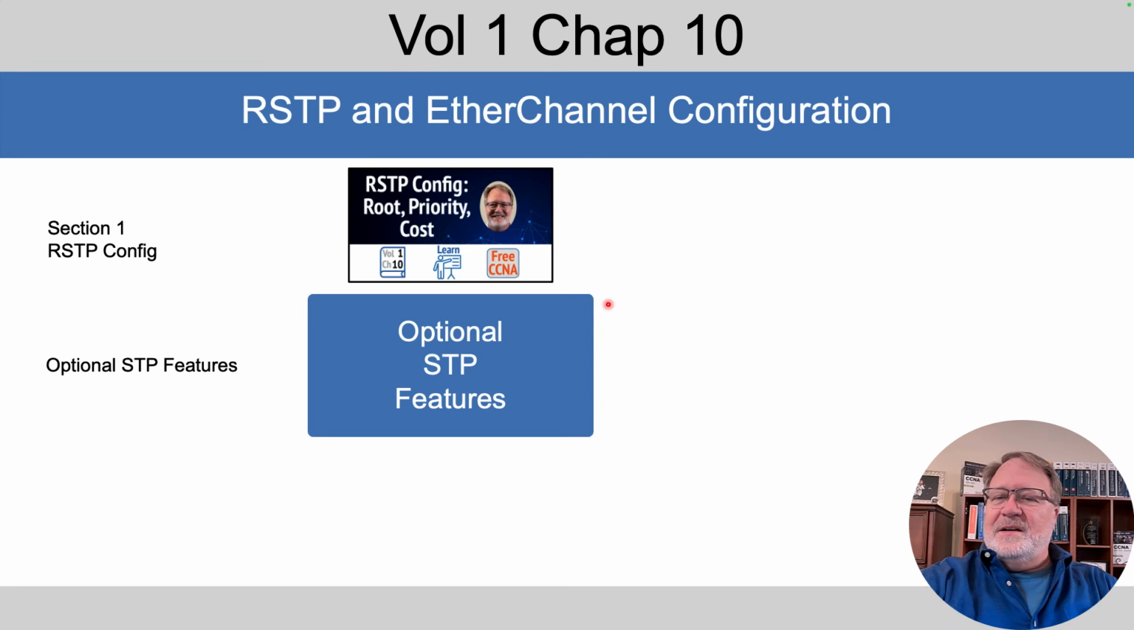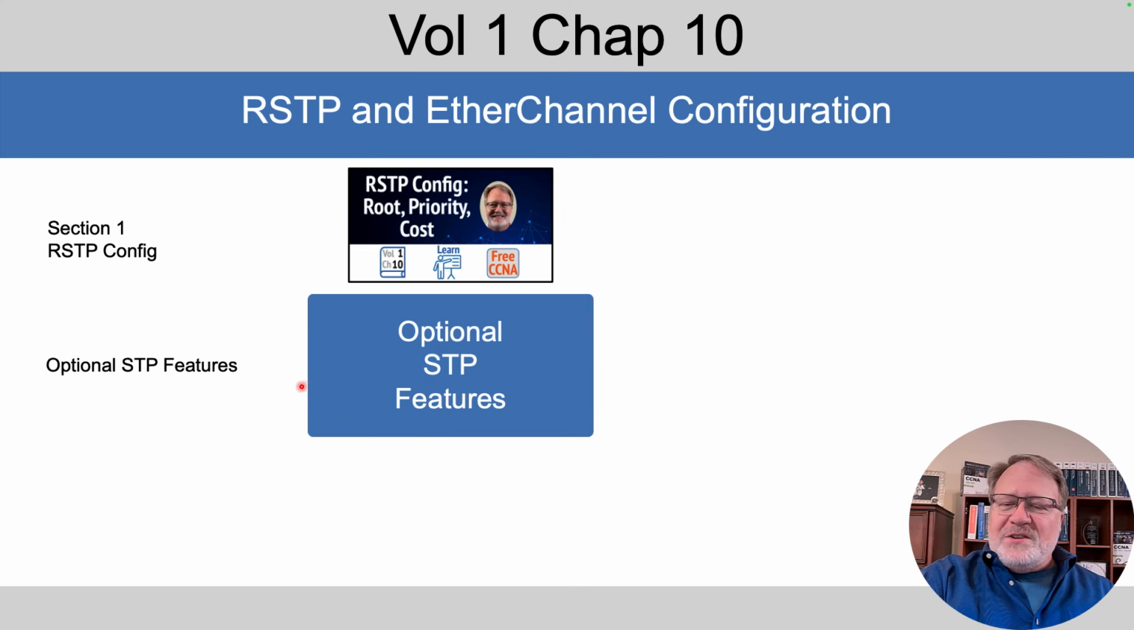So Chapter 10 is about spanning tree configuration, both for spanning tree, rapid spanning tree, and for EtherChannel. There is a first major section. It's about rapid spanning tree protocol configuration. We have a video for that, including how to configure the root switch and change the priorities and change the interface costs. That's pretty straightforward spanning tree. You got to learn it, but it matches up to the concepts.